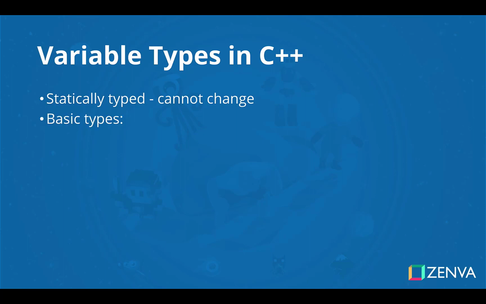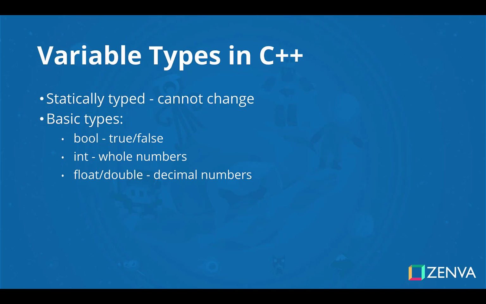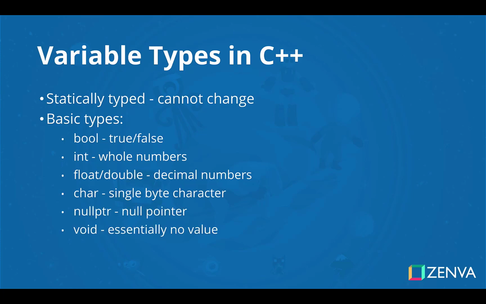So some of the basic types we might encounter will be Booleans, which are true or false values, integers, which are positive or negative whole numbers, floats and doubles, which are decimal numbers, characters, which are single byte characters, and then there are null pointers and void types. Now, null pointers and voids are a little bit more advanced, so I doubt we'll actually cover those so much in this course, but I just wanted to include them here, just in case some of you say, well, there are actually other types and it didn't include them.